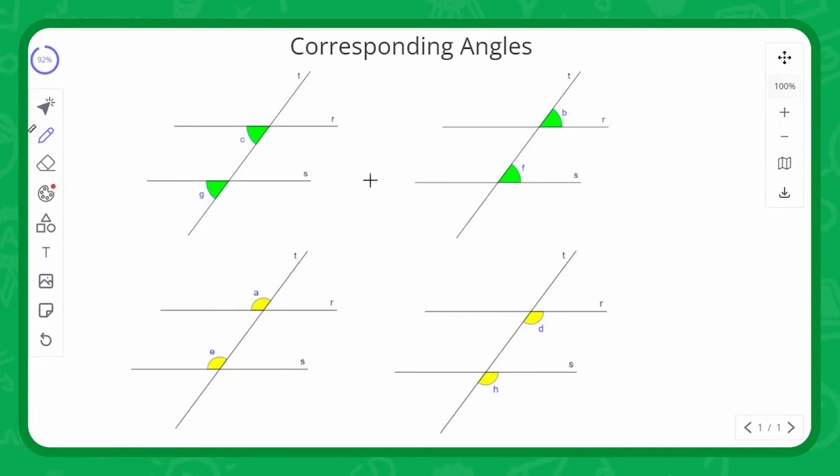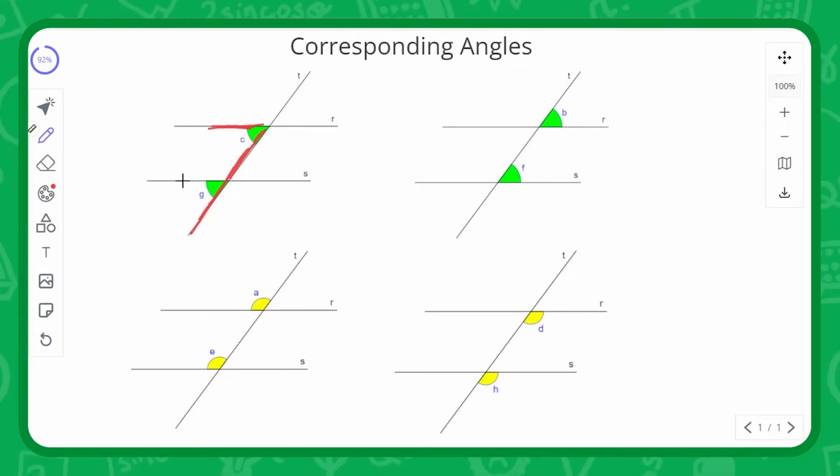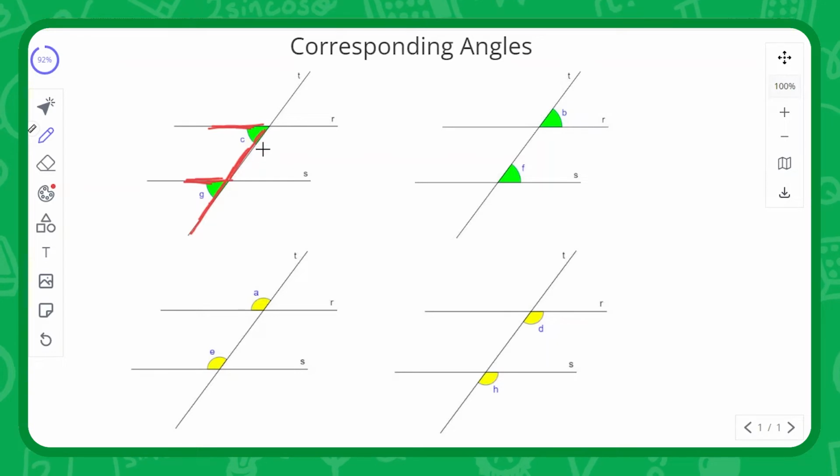Looking at corresponding angles, these are very different to alternate angles. All the properties we discussed about alternate angles are now flipped. So, first off, this doesn't make a Z, these corresponding angles. What they do, and to notice these can be difficult sometimes, they form an F shape. It can be upside down or back to front, but it's always an F shape.